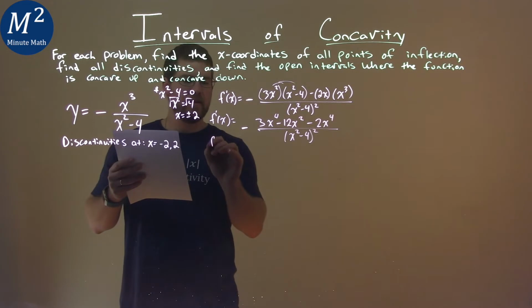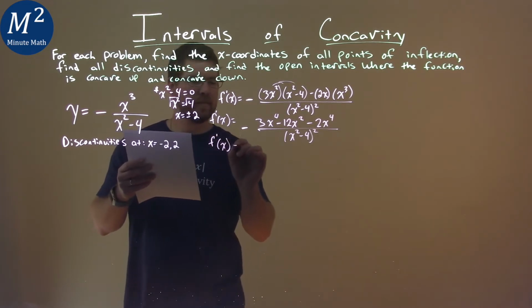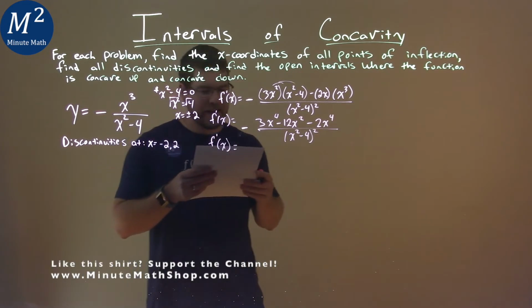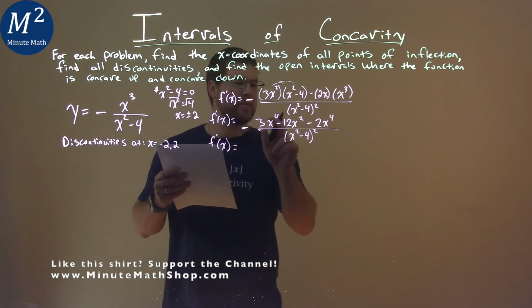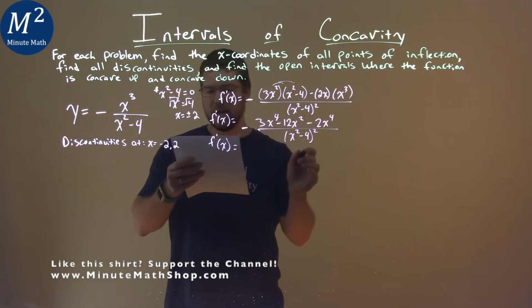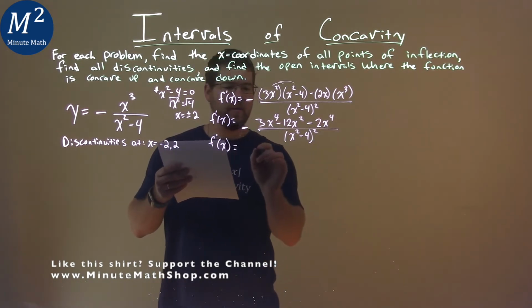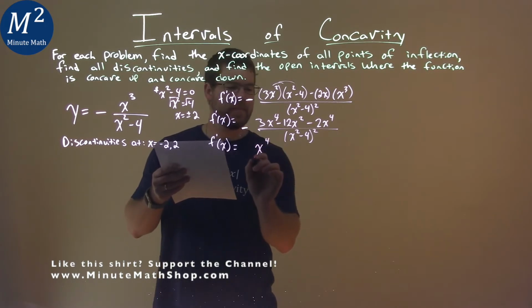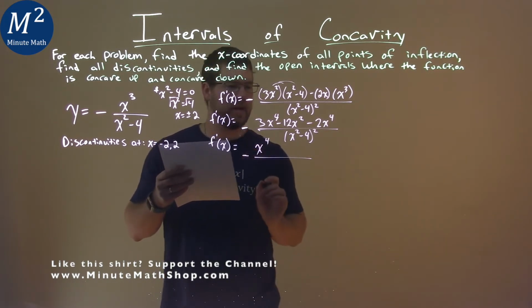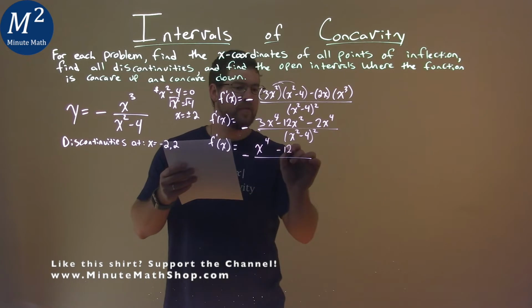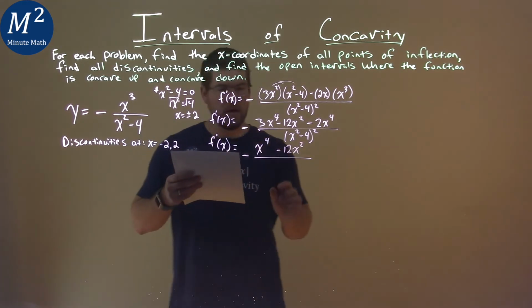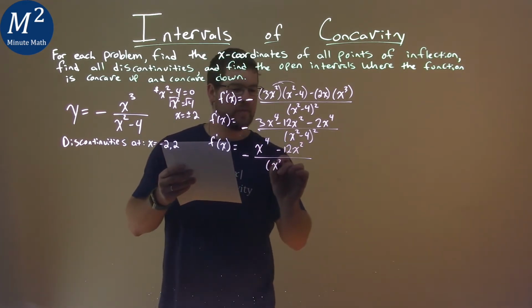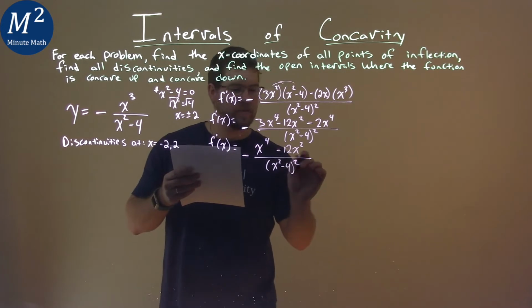Again, let's simplify this one more time. f prime of x is equal to, the negative stays out front, 3x to the fourth power minus 2x to the fourth power, and we just have x to the fourth power. And again, that minus stays there. And then we have a minus 12x squared here, all over x squared minus 4, all squared.